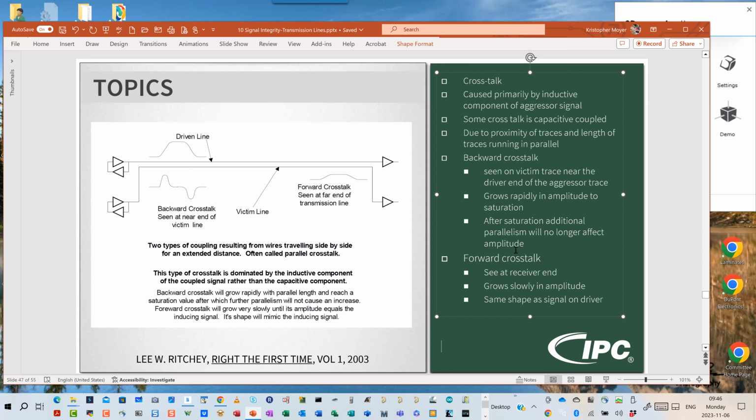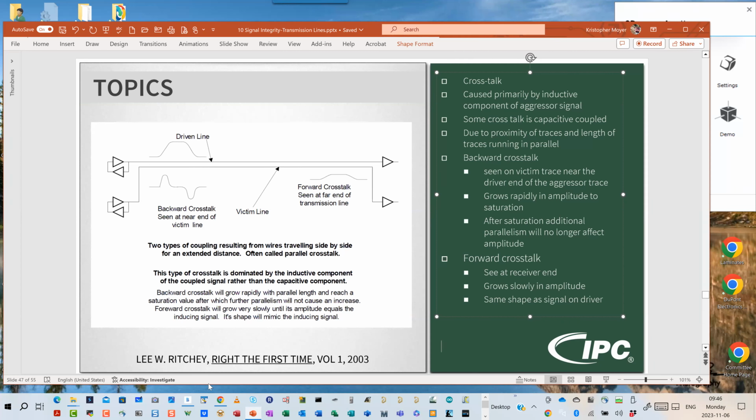On the other hand, forward crosstalk is more insidious. Again, it's seen at the receiver end. It's going to grow slowly in amplitude, but it will be the same shape as the signal on the driver. So again, as the signal propagates, at this end the forward crosstalk will be very little, and then it'll keep growing and growing and growing.